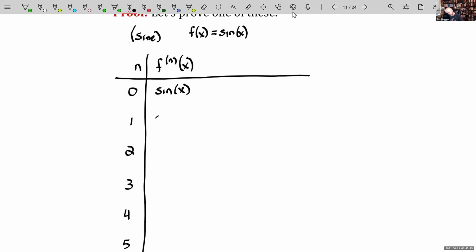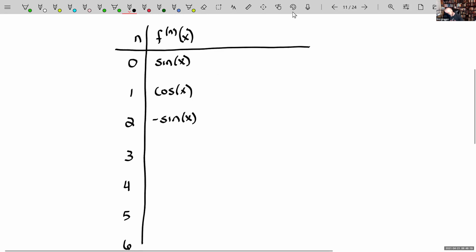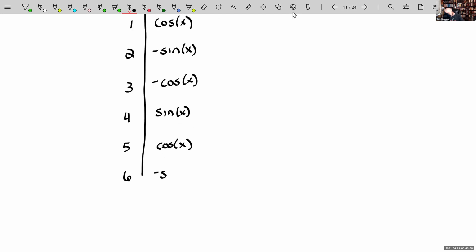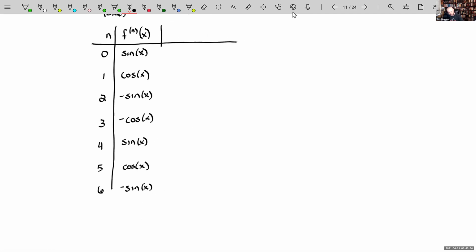The first derivative of the sine is the cosine. Derivative of the cosine is the negative sine. Derivative of the negative sine is the negative cosine. Derivative of the negative cosine is a positive sine. Derivative of the sine is a cosine. Derivative of the cosine is negative sine, right? Beautiful pattern already created. Now let's figure out what those nth derivatives are evaluated at the center.